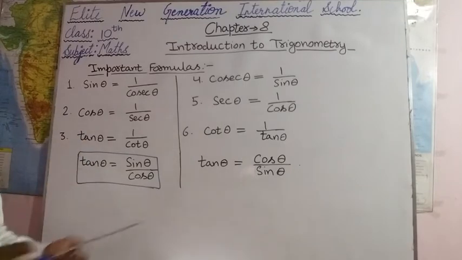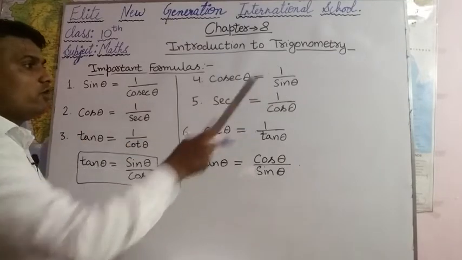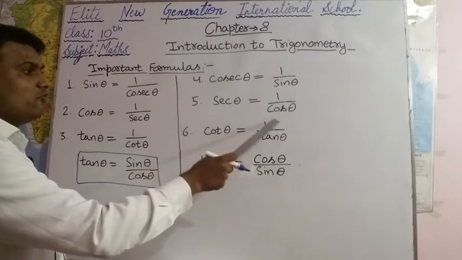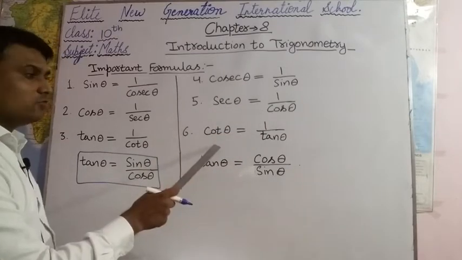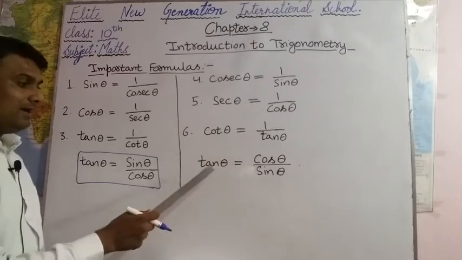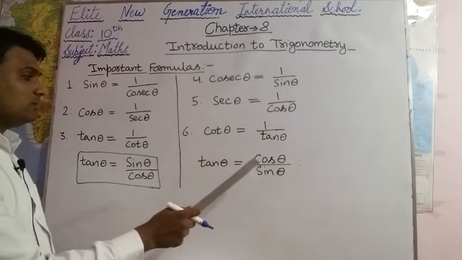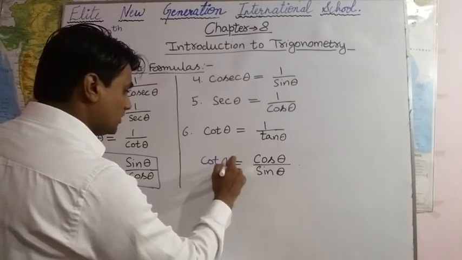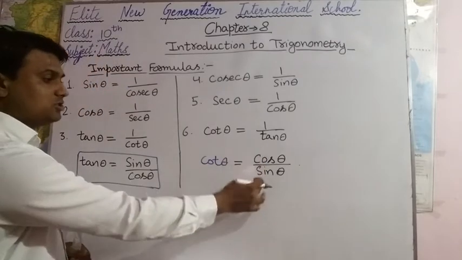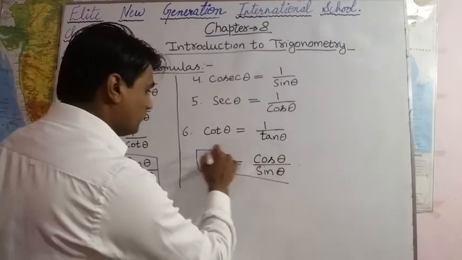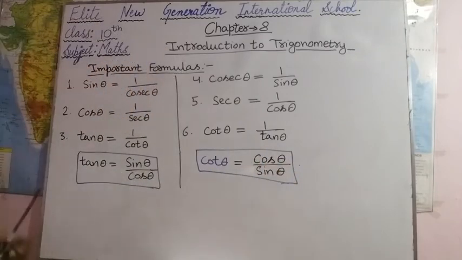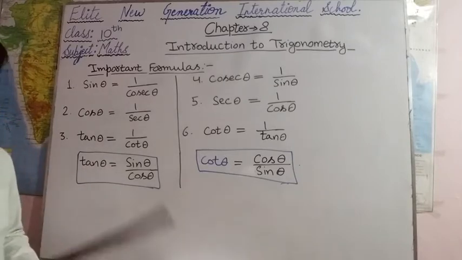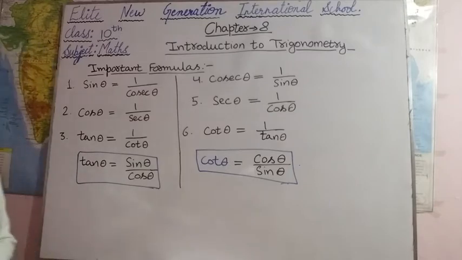Next, cosec theta equals 1 upon sin theta, sec theta equals 1 upon cos theta, cot theta equals 1 upon tan theta, and the value of cot theta also equals cos theta upon sin theta. So one formula for cot theta is also this. These two formulas are important in so many questions, they are used directly. So these are the important formulas, and on the basis of these formulas we can complete our first exercise.